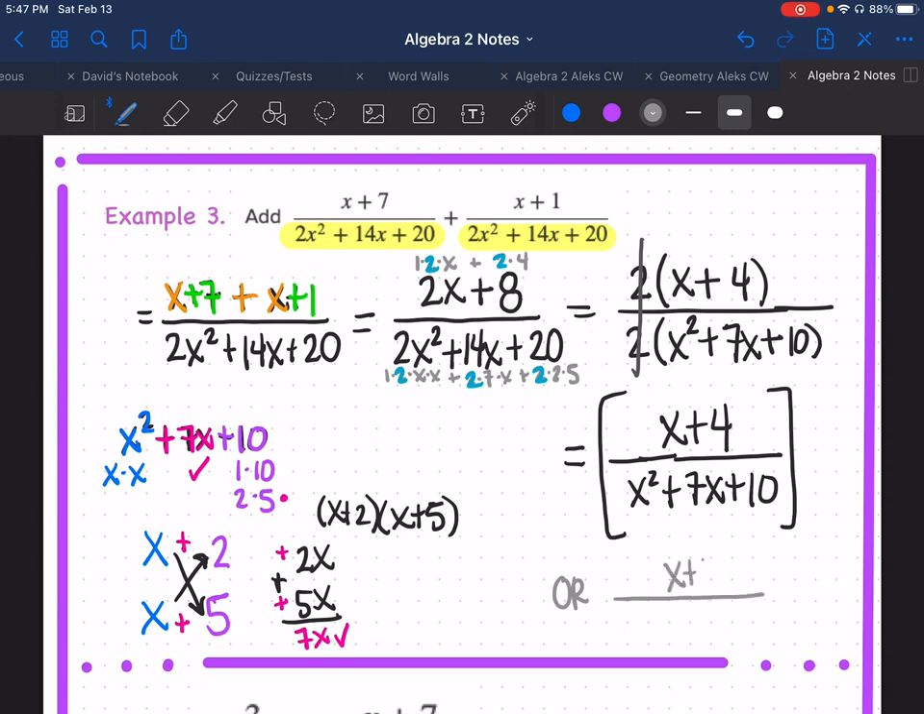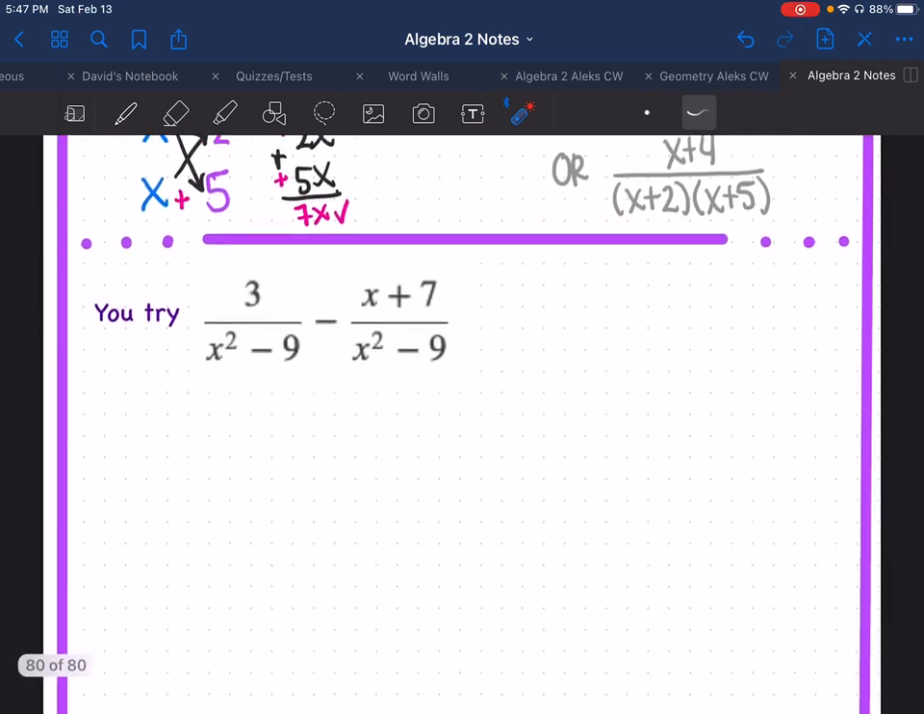You could leave the x plus 4 in the top, and then you could write the factored form in the bottom. They are both technically correct. There's just no need to actually factor the bottom because neither one of these two matches the term on the top. Neither one of these matches the term on the top, so there's no reason to actually factor.